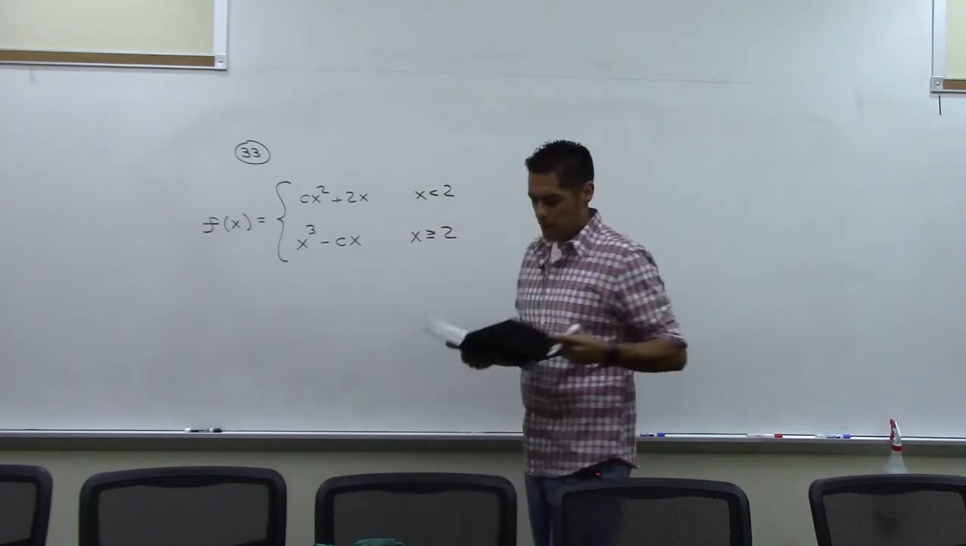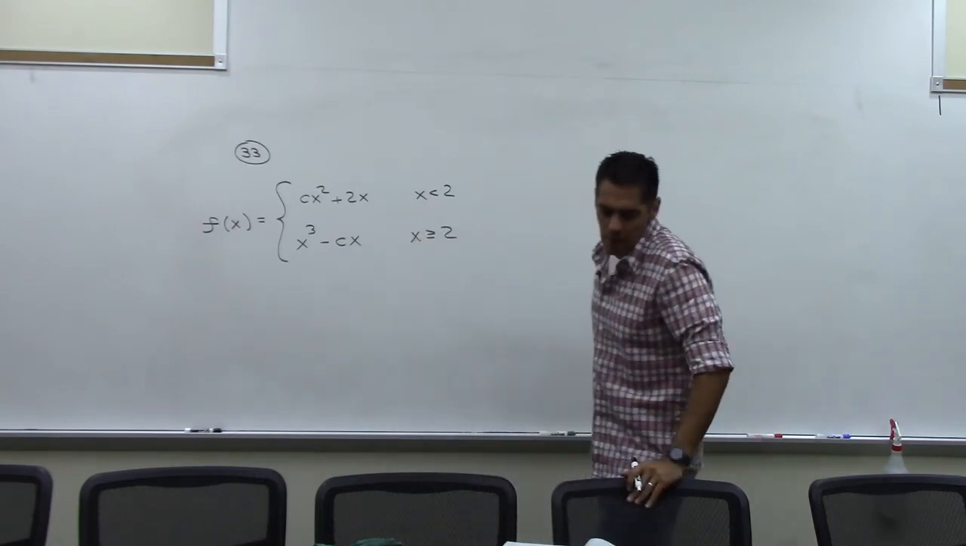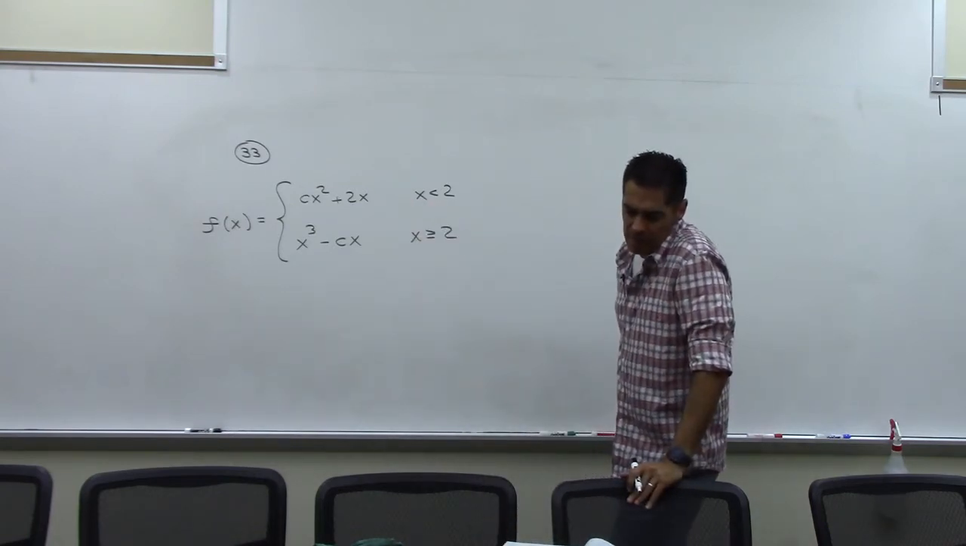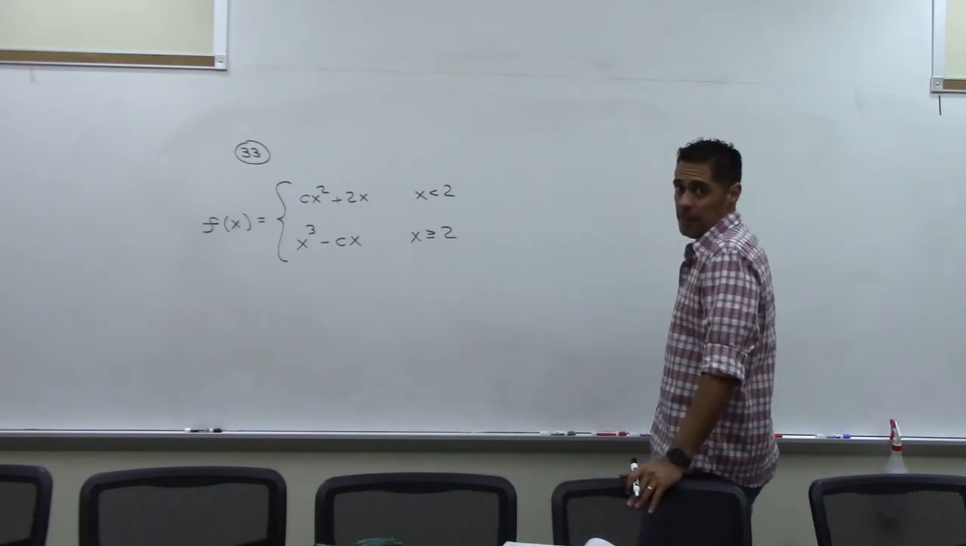All right, so here we go. We have a function as defined here. For what value of the constant c is the function continuous on the entire number line, negative infinity to infinity?